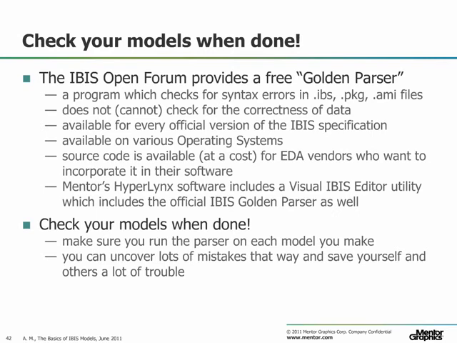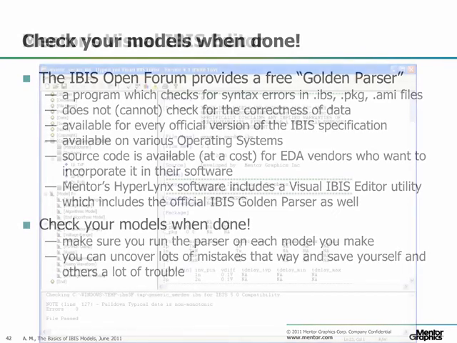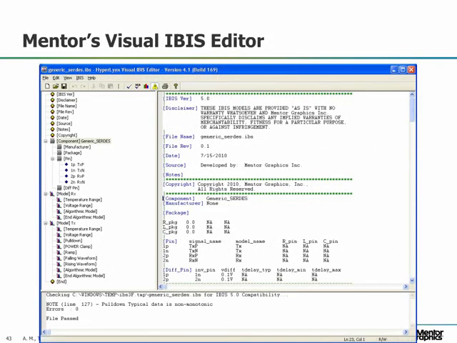Mentor's Hyperlinks software comes with a Visual IBIS Editor utility, which includes the official IBIS golden parser as well. This is what Mentor's Visual IBIS Editor looks like when you first start it. You can navigate in the file conveniently using the tree structure on the left side, which lists all the keywords and subparameters in the file. You can also execute the golden parser on your file and see the various warnings and errors on the bottom of the screen. The Visual IBIS Editor can also plot the data that is found in the various tables of your IBIS file.